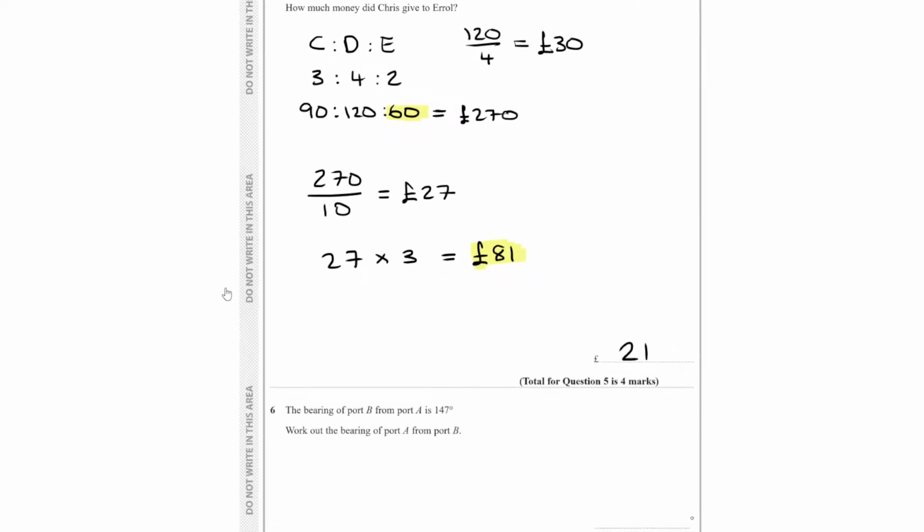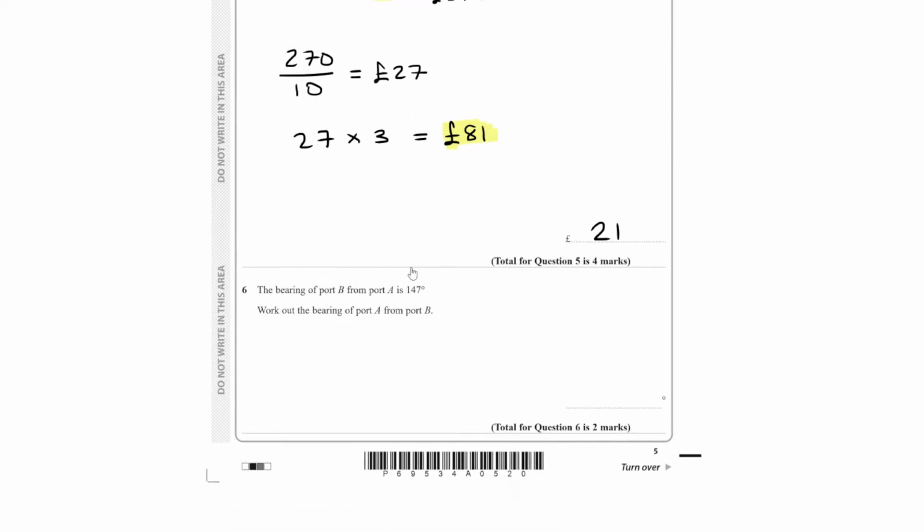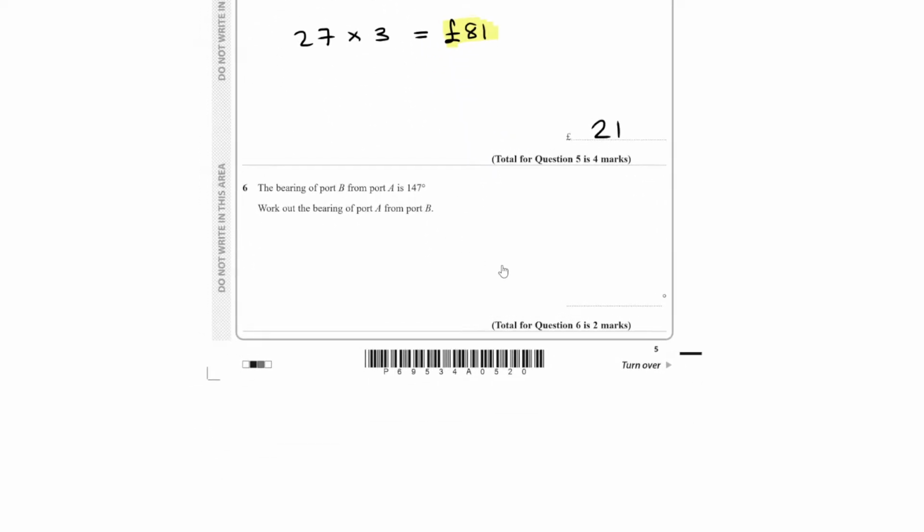So that's what I would do for that one, £21. Now if we scroll down, we can see question 6 is bearings. The bearing of port B from port A is 147 degrees. Work out the bearing of port A from port B.